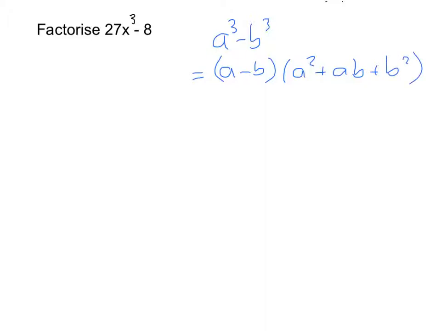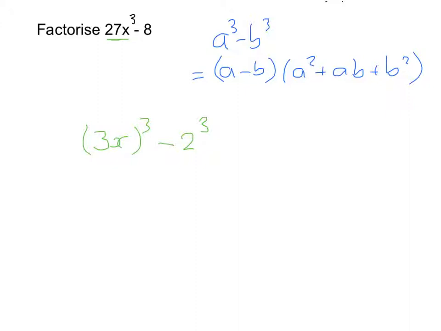Take away 8. Now, we have a rule where if we have a cubed minus b cubed, this can be factorised as a minus b, a squared plus ab plus b squared. We're going to apply this rule to this particular question here. So in our question we have 27x cubed. That can be simplified down to become 3x all cubed. 3 cubed is 27, and we've got the x cubed. And then we go take away. 8 is 2 cubed.